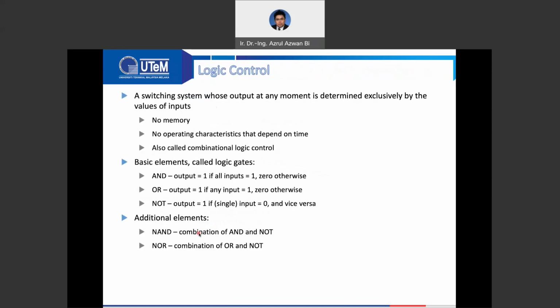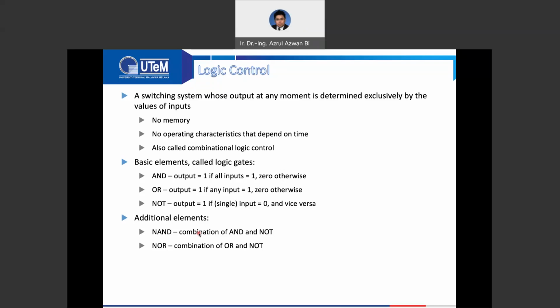Logic control is a switching system whose output at any moment is determined exclusively by the value of input. The logic control does not have memory. They have no operating characteristic that depends on time. And this logic control is also called combinational logic control. The basic elements of the logic control are AND, OR, and NOT.